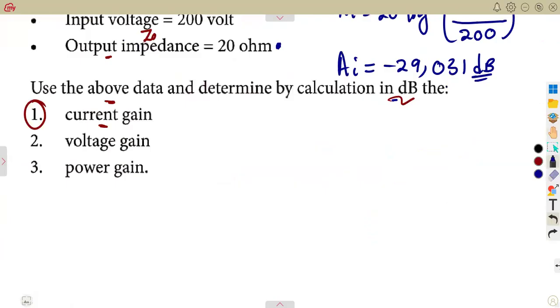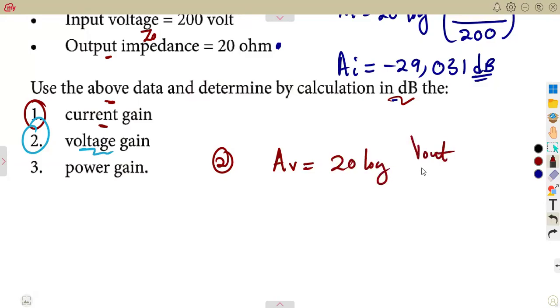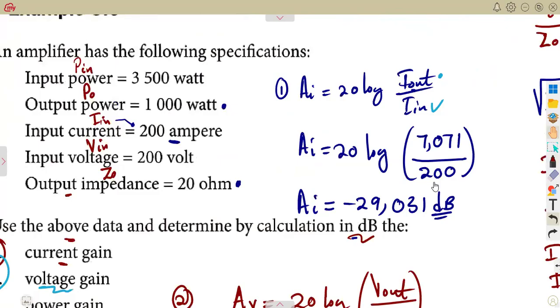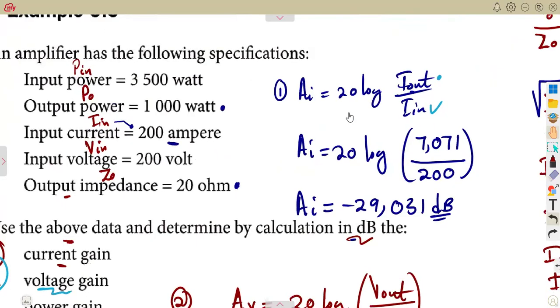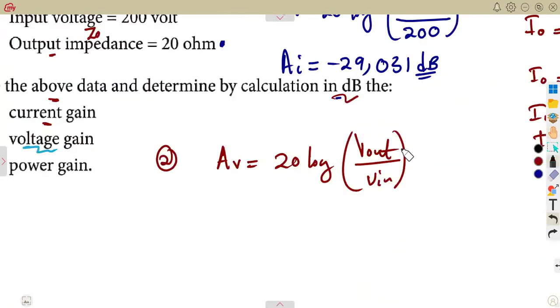We move on to the second question. This time they need the voltage gain. All right. So for the voltage gain, we also have the 20 log. So it's going to be 20 log V out over V in. So the question is, are we having the voltage at the output? If you check here, we do not have it. We've got the input voltage. At the output, we do not have it. We are given it at the input.